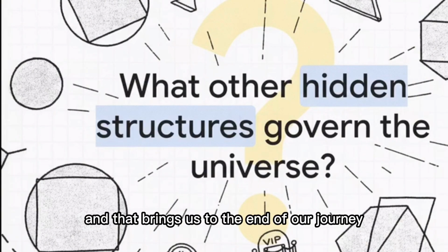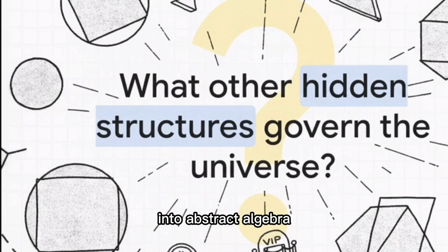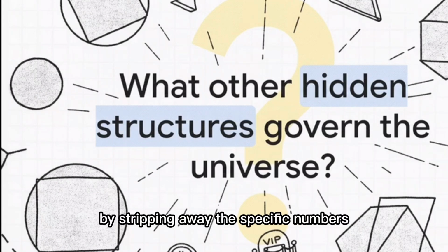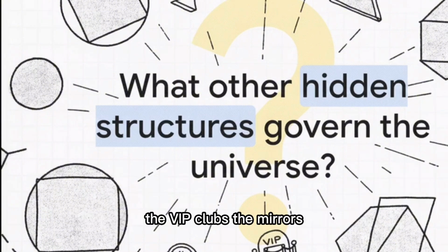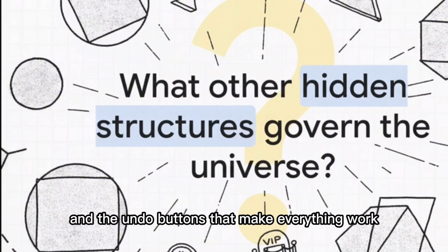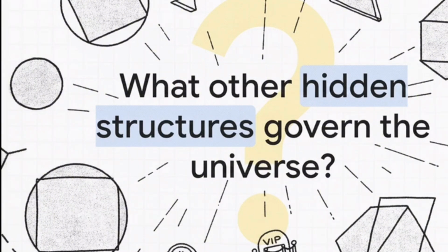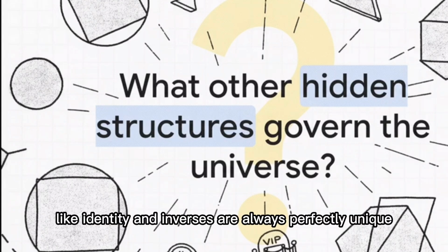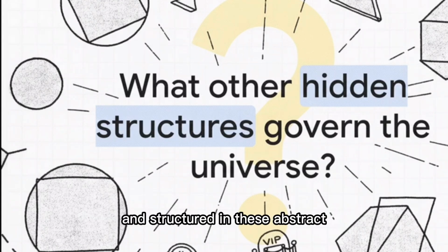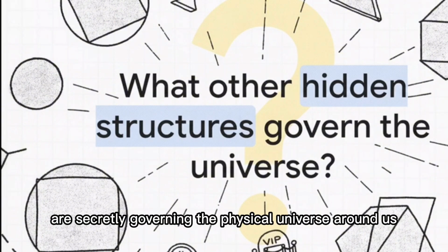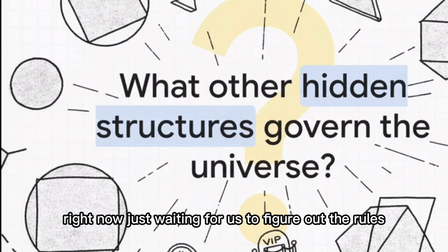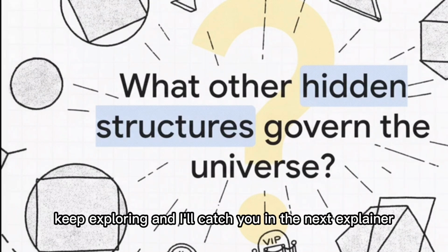And that brings us to the end of our journey into abstract algebra. By stripping away the specific numbers, we basically discovered the invisible skeleton of mathematics, the VIP clubs, the mirrors, and the undo buttons that make everything work. So I'll leave you with this provocative thought. If concepts like identity and inverses are always perfectly unique and structured in these abstract mathematical systems, what other flawless hidden structures are secretly governing the physical universe around us right now, just waiting for us to figure out the rules? Keep exploring, and I'll catch you in the next explainer.